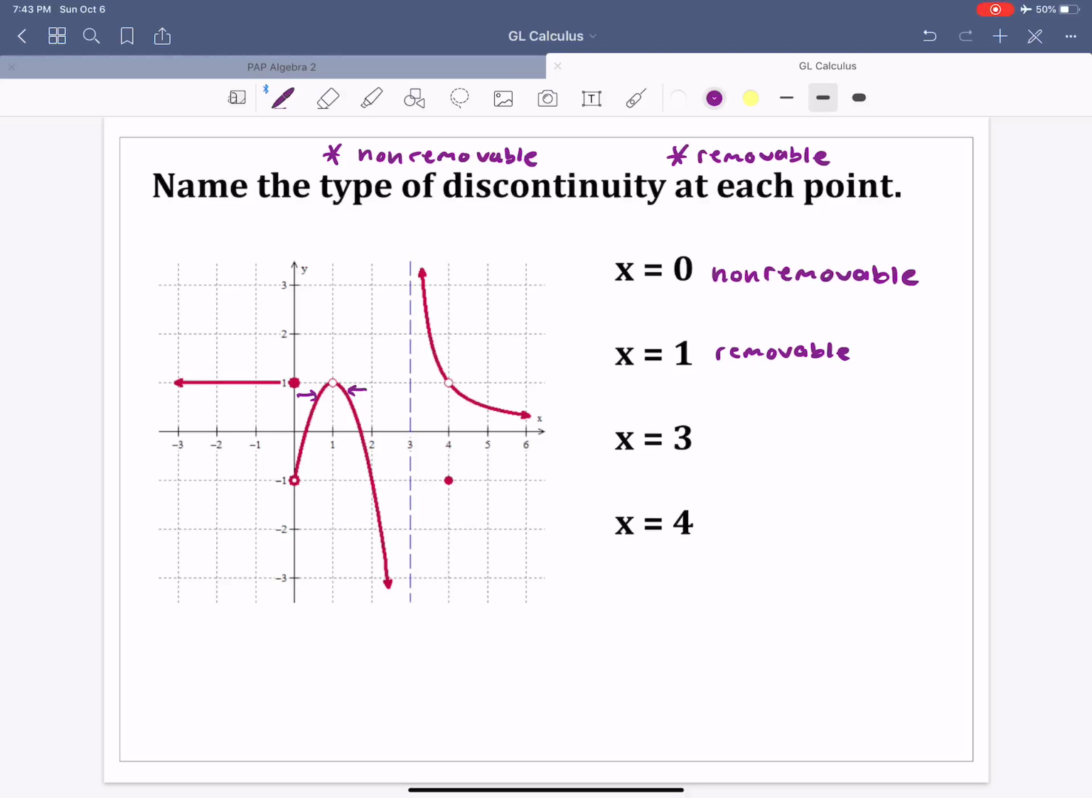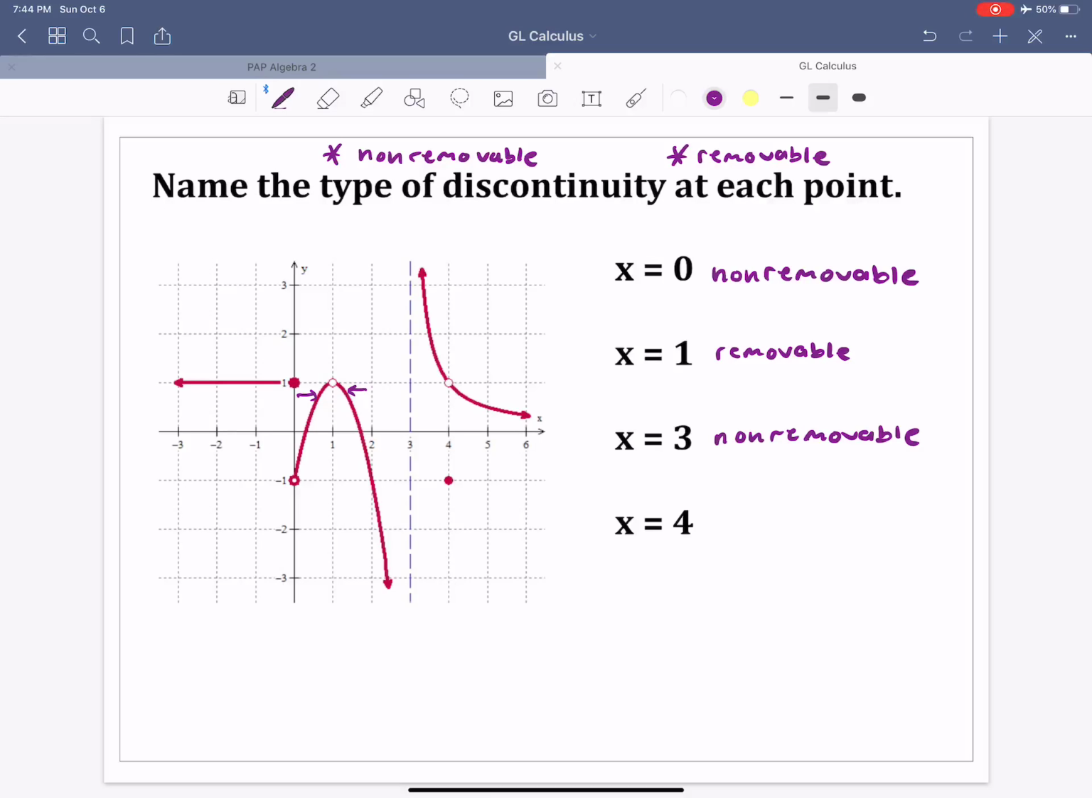Okay? So if you look at x equals 3, x equals 3 fails every part of the 3-part continuity test. X equals 3 is not even defined for this function, and the limit does not exist. So you ask yourself the question, is this a jump or is this a hole? Because it's a jump, we would say it's non-removable.